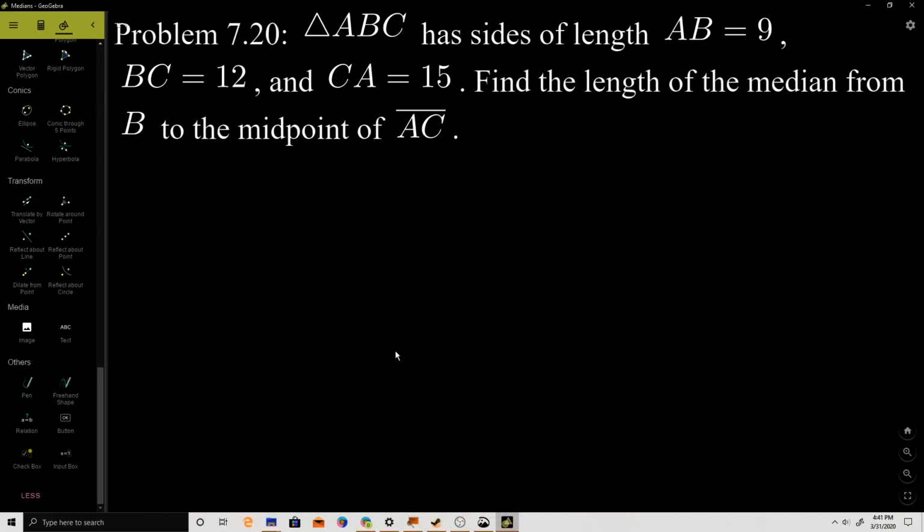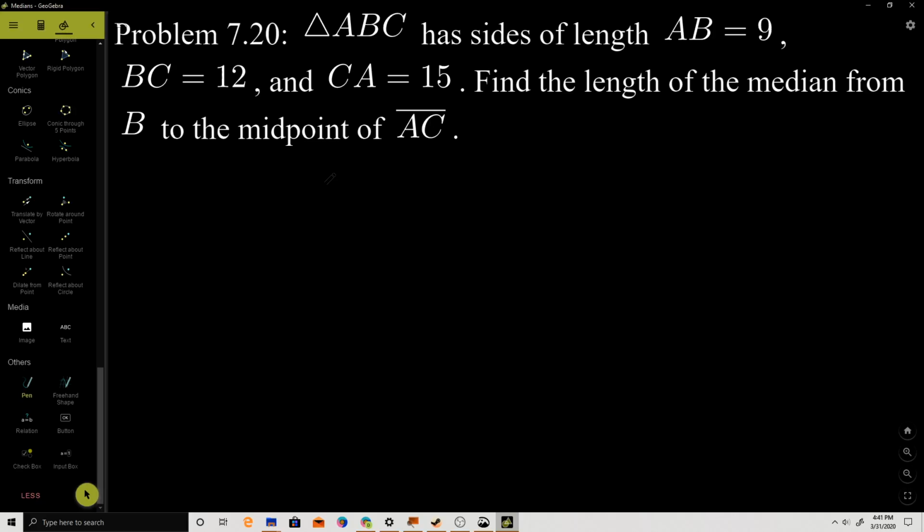Hello again. Here is a wonderful problem bringing a lot of concepts together. So let's read along and see what we can do. 7.20. Triangle ABC has side lengths of 9, 12, and 15. Find the length of the median from B to the midpoint of AC.